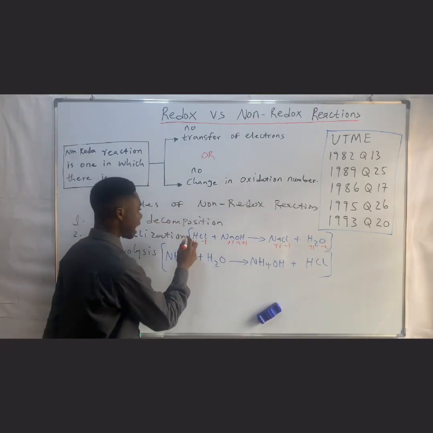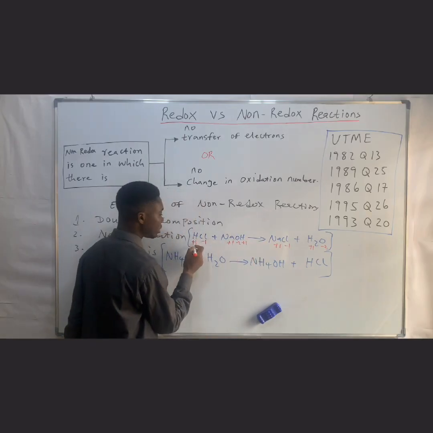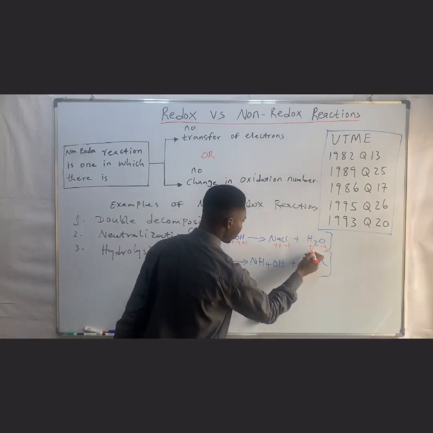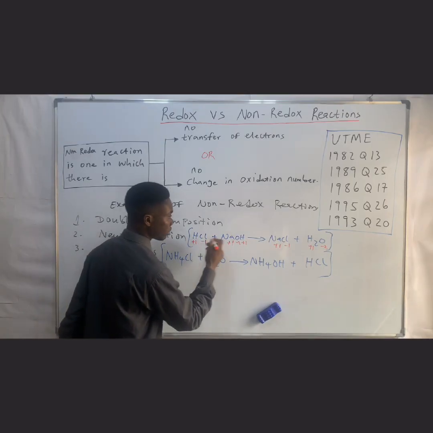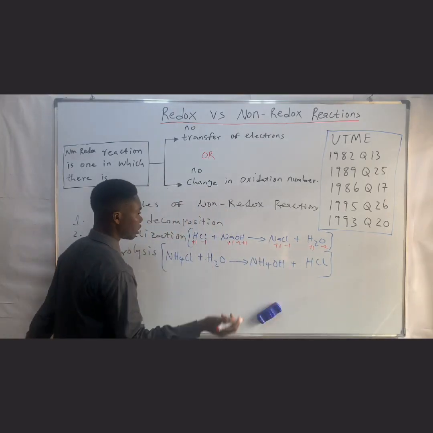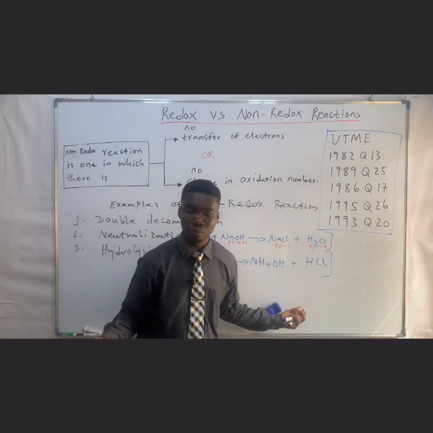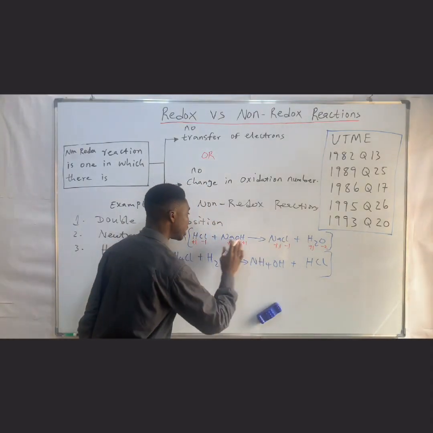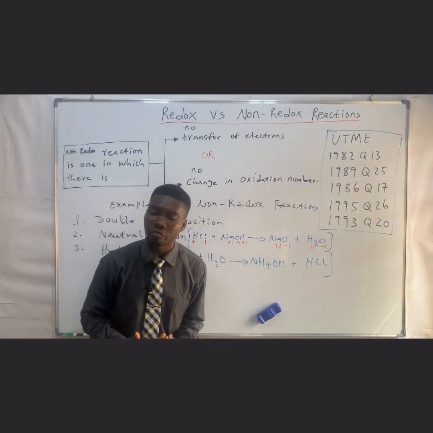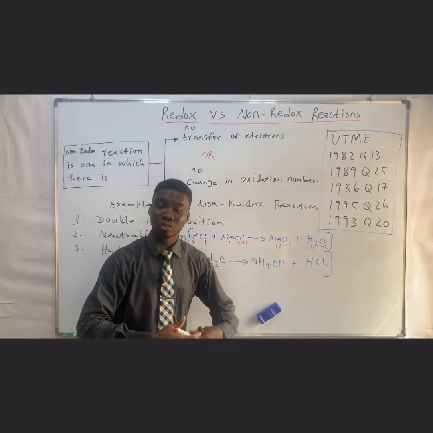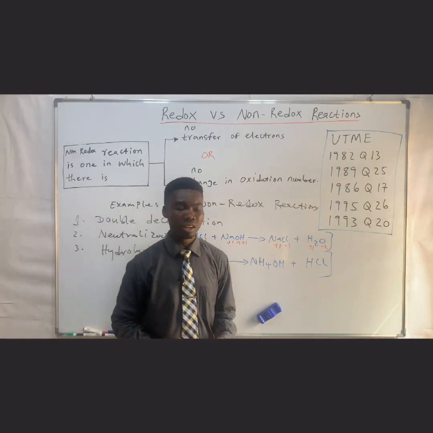You can see that all the atoms here have the same oxidation number. Hydrogen is +1 here, hydrogen is also +1 here. So there's no change in oxidation number. Chlorine here is -1, chlorine here is also -1, no change. Sodium here is +1, sodium here is +1. There is no change in oxidation number simply because there is no transfer of electrons.